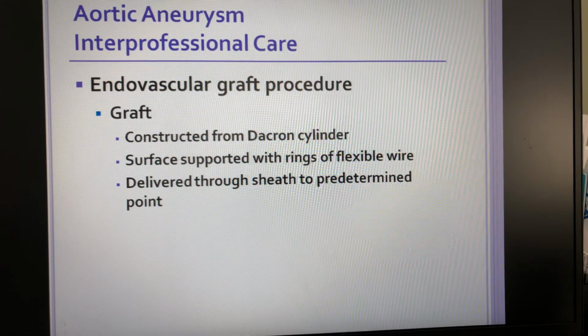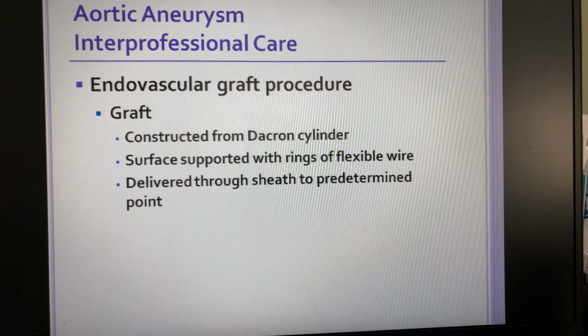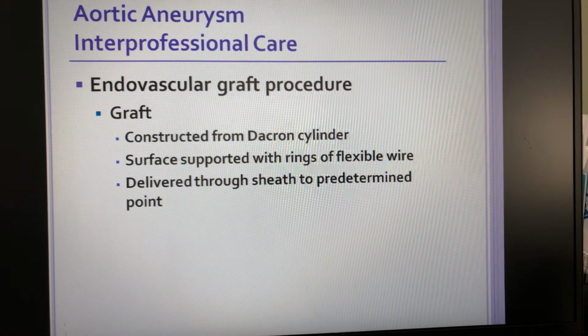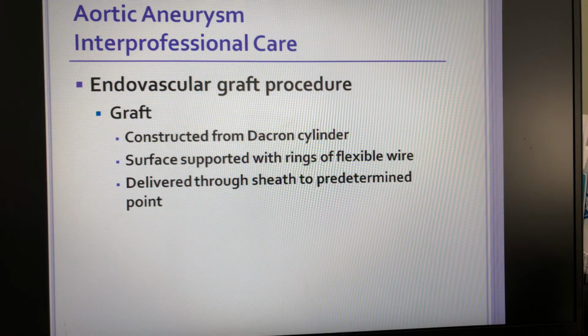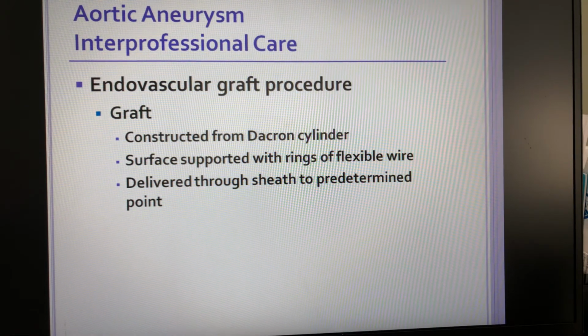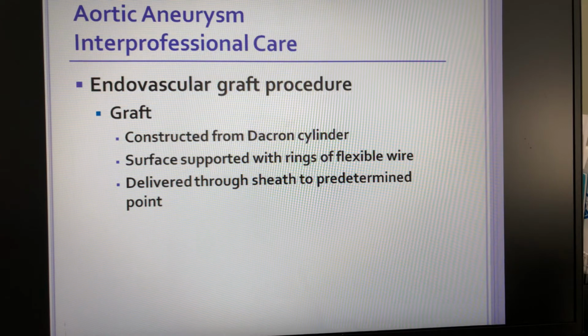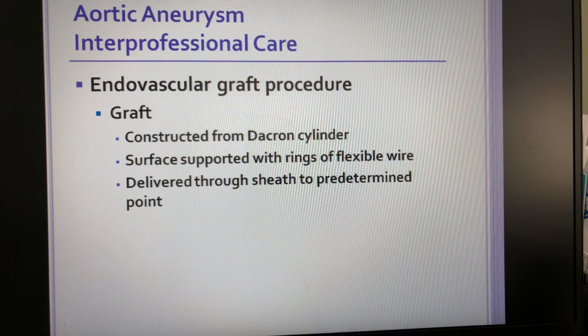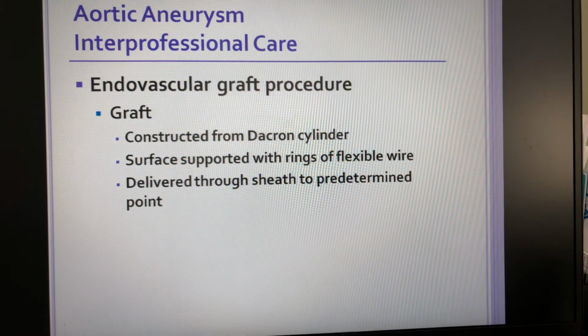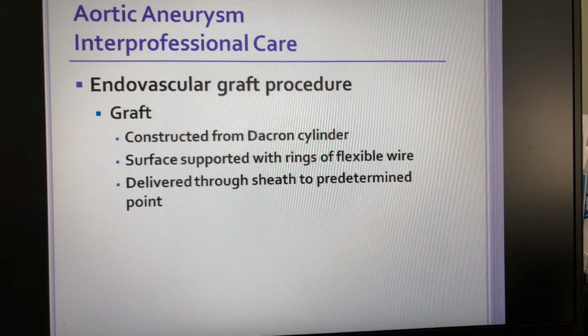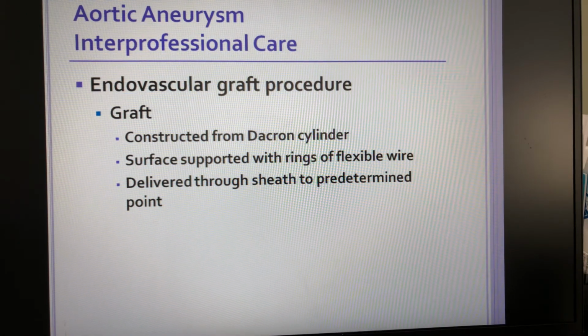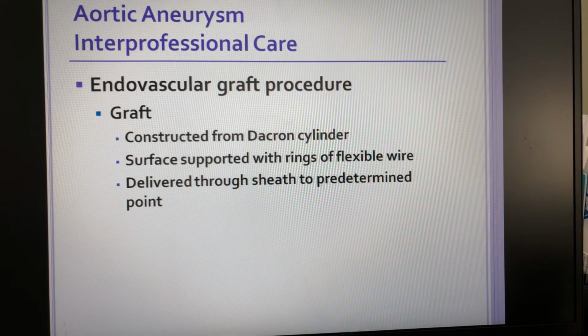The endovascular graft procedure. The grafts are made of various materials, such as a Dacron cylinder, consisting of several sections, and they are supported with multiple rings of flexible wire. They will show this little procedure as they did the other one on the next slide. It's delivered through a sheath in order to predetermine the point when they're doing this procedure.